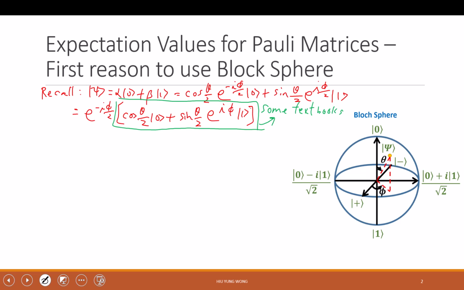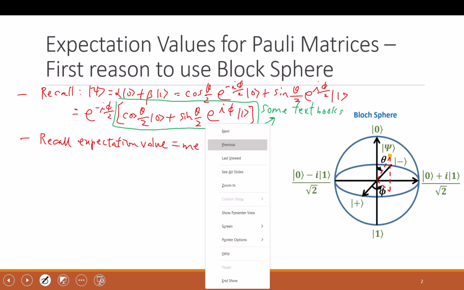And then now I want to ask you, right? What is the expectation of a vector on the Bloch sphere for a certain matrix? Okay, so let me recall, again this is a recall. What is the expectation value? Expectation value is just what? Just like the mean.